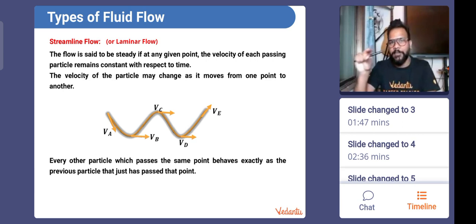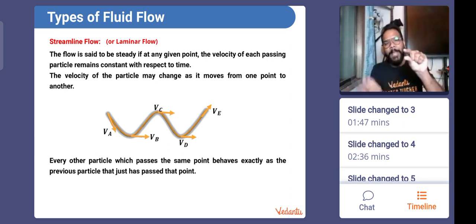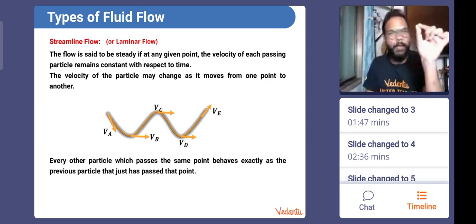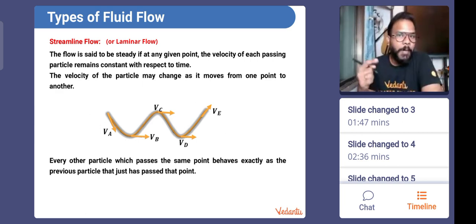Means if the first particle is crossing this point with a velocity of 2 meters per second, the second particle, third particle, fourth particle, whichever particle crosses this point will have a velocity of 2 meters per second. Maybe going forward the velocity becomes 4 meters per second, but every particle after reaching the next point, that is Q, will have the next velocity, that is 4 meters per second, and so forth. So with time, at that point, the velocity of the different particles will always be the same. I'm not saying that particles will not accelerate, they will, but at a given point in the tube, the point will always define that velocity to remain constant, and that defines the streamline flow.